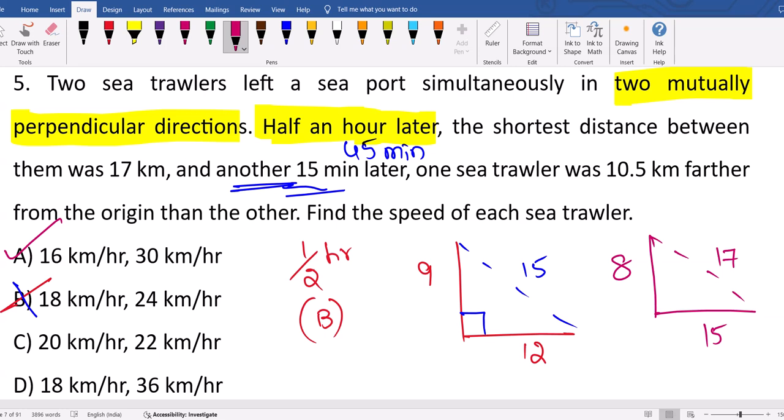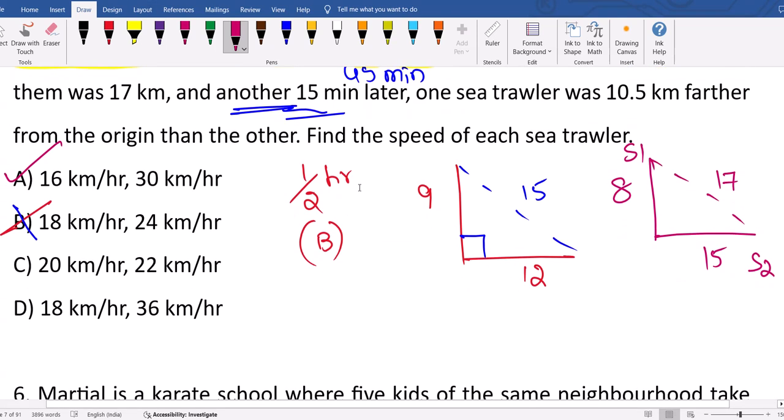Now, guys, listen. The first person traveled how many kilometers? First person, 8. Second person, 12. What's the distance between these two people now? First person 8, second person 15. The second person travels 7 kilometers more than the first person in half an hour. In half an hour, see this one. This option A is correct.